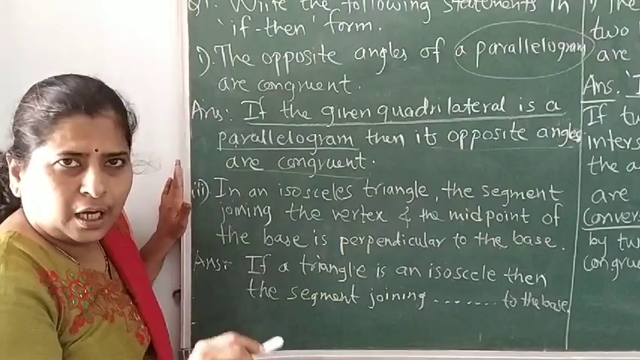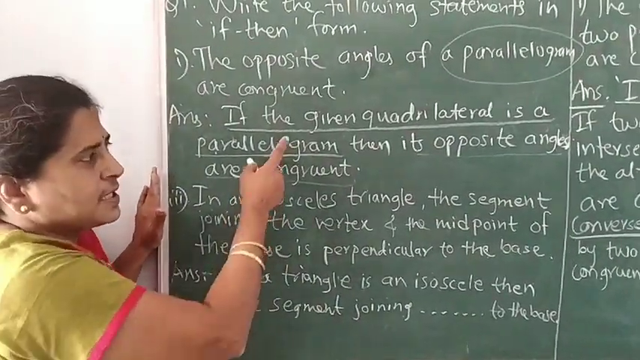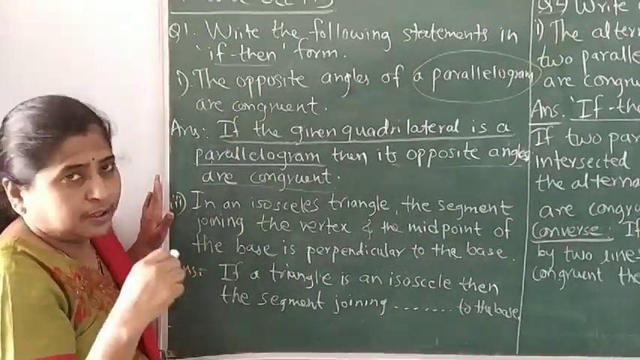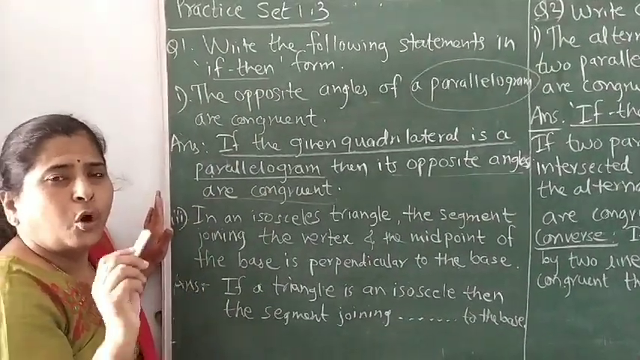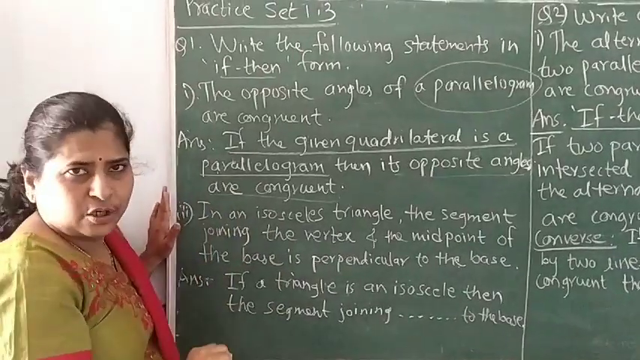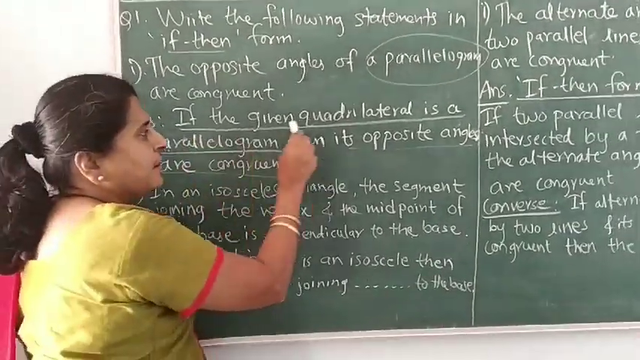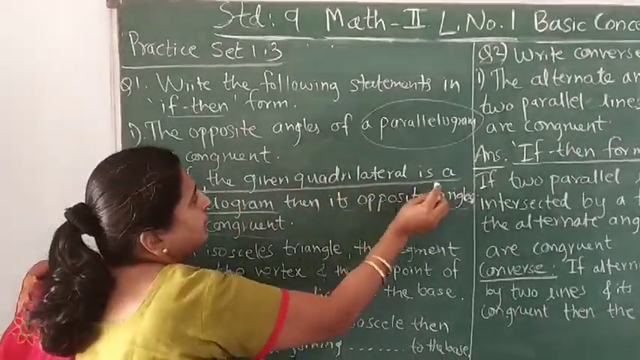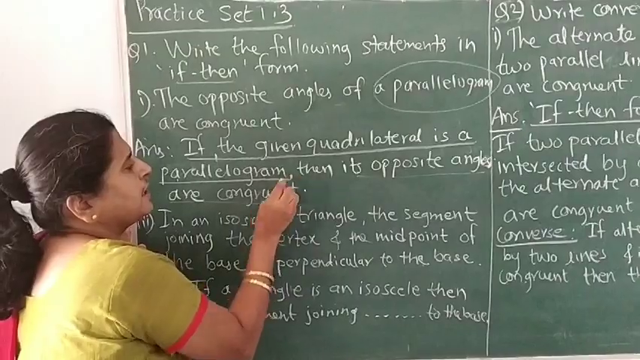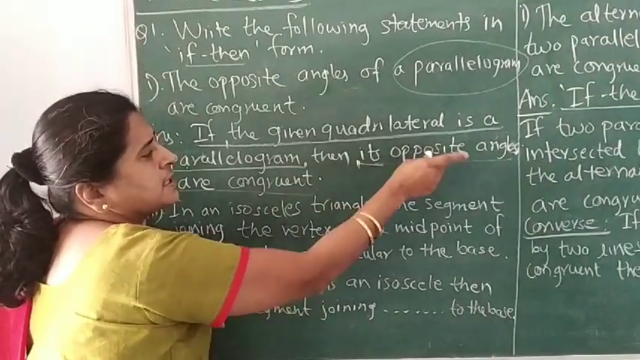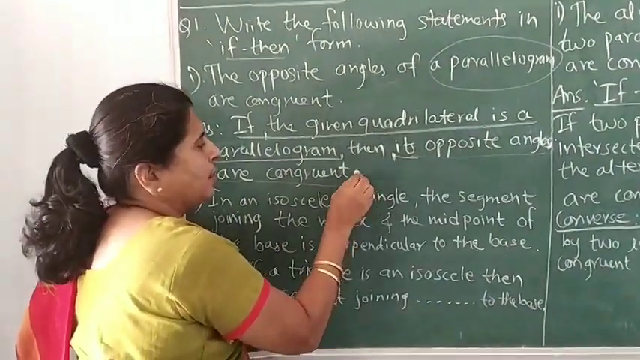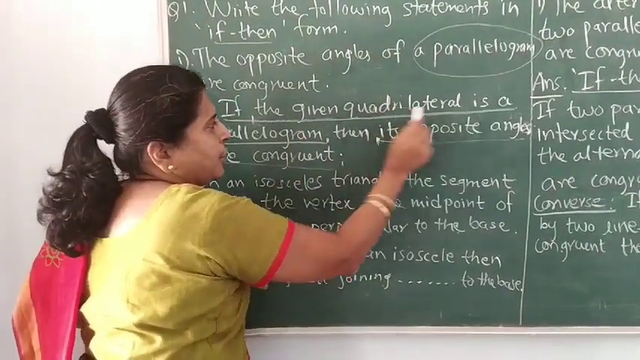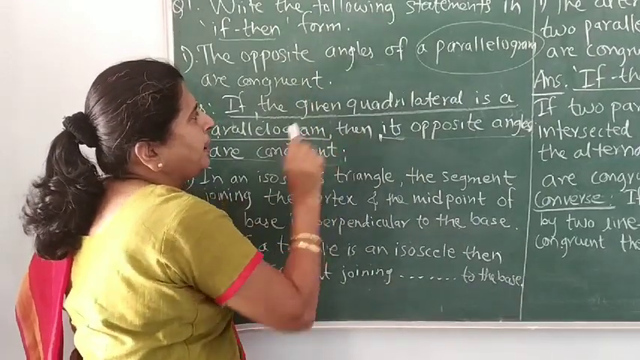The question can be asked in different ways and we have the same answer: write the given statement in the if-then form, or write the given statement in the conditional form, or write the antecedent and consequent of the given statement. So first we will write this, and then we will write the antecedent. We start from: the given quadrilateral is a parallelogram. This is your antecedent, and its opposite angles are congruent is your consequent. From the word parallelogram we have written all this, and this we have copied as it is.